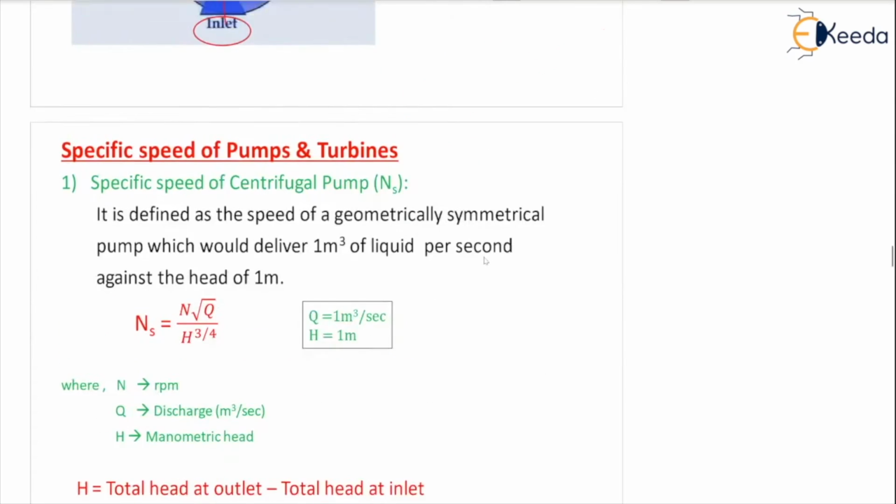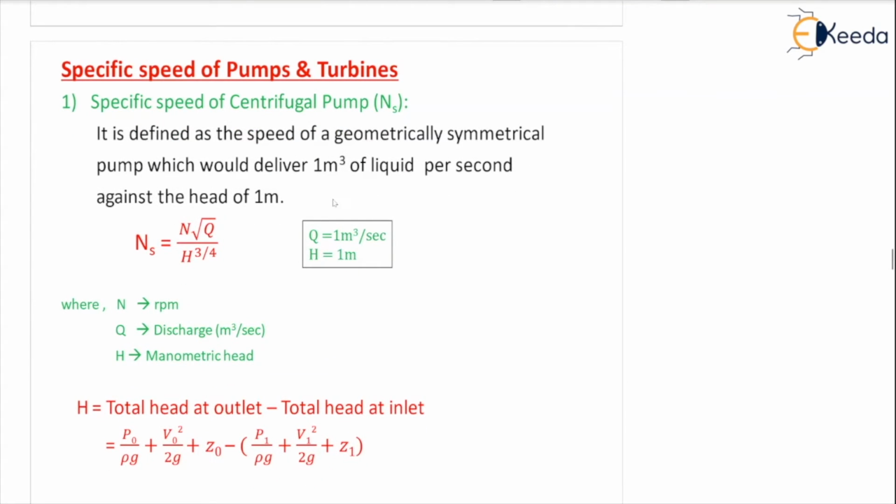Next, now we are going to see the specific speed of pumps and turbine. So first of all, we are going to see specific speed of centrifugal pump. Specific speed is given by the symbol Ns. We already discussed that capital N is your RPM, revolutions per minute or rotation per minute. When you write a small n, it is your RPS, revolutions per second. And when you write Ns, it is your specific speed.